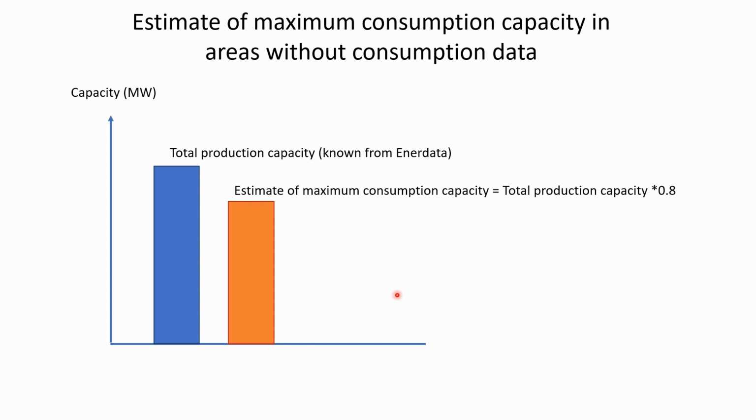So you say, okay, we know here the total amount of production capacity, it could be taken from Enerdata, and then we don't know the maximum yearly demand. Then we say that the yearly demand here is the total capacity multiplied with 0.8, because we assume that there is a 20% reserve margin in the system. So this is a way to get an estimate of the maximum yearly demand capacity.